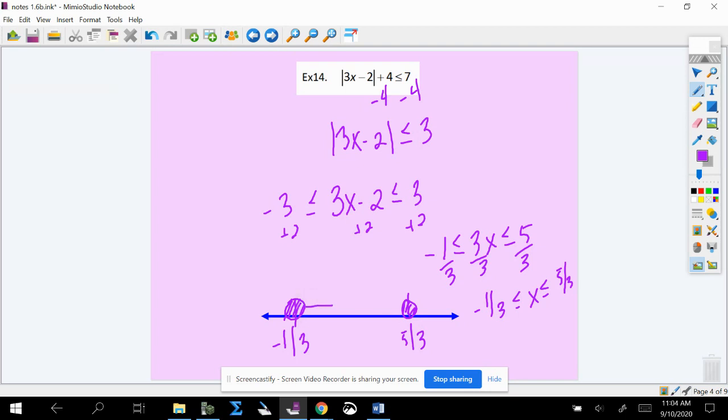All of my answers are what is between negative 1 third and 5 thirds. Again, if I wanted to test to see if I'm right, I could pick any number in that interval, like 1 would be a really easy one, and I could go back into the original inequality and make sure it made a true statement. My interval is going to be bracketed negative 1 third, bracketed 5 thirds. So that is how we deal with an absolute value that has a less than inequality or a less than or equal to inequality.